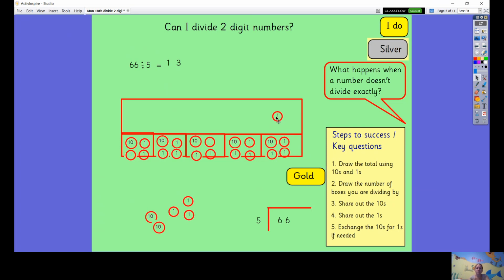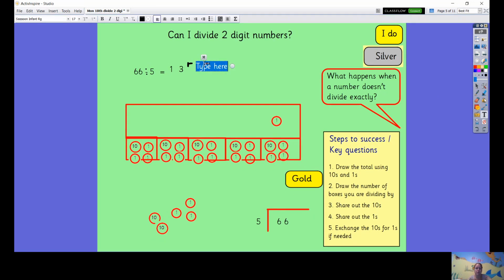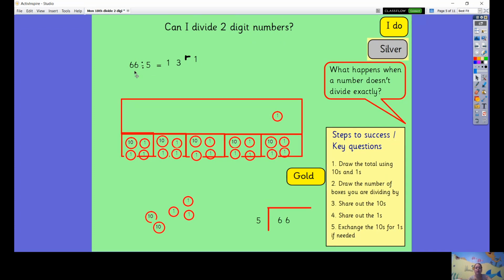And there comes a time in math where you just say, okay, I've got a leftover. And to show that you've got a leftover, this is going to be a bit tricky to show you on here without being able to write properly. You do a little r up the top, and then you just write how many remainders you got. So I'm saying R1, that means remainder 1. So what I've got here is the answer to my question. 66 divided by 5 equals what? 13 remainder 1. So I'm saying there's 13 in each group and 1 left over.